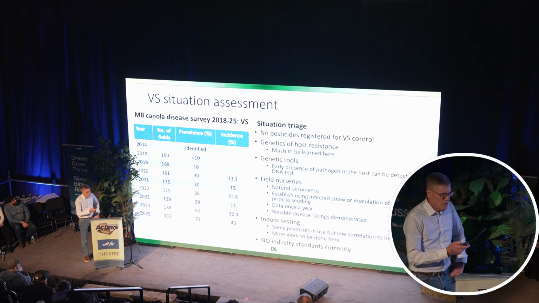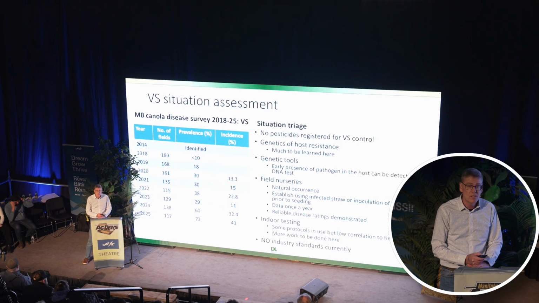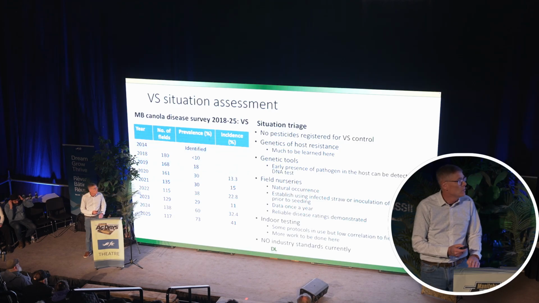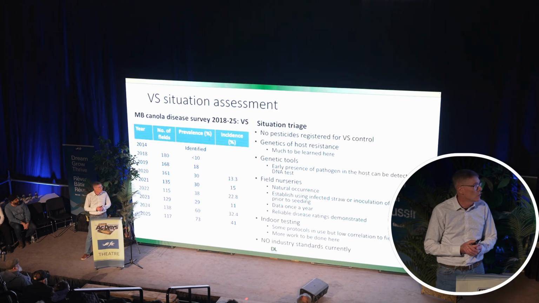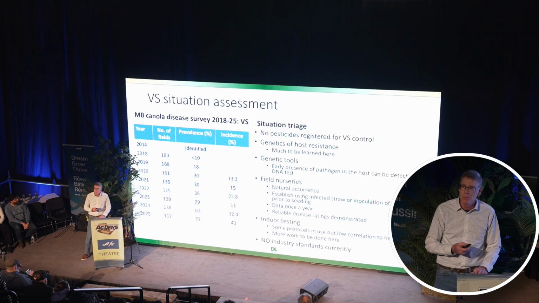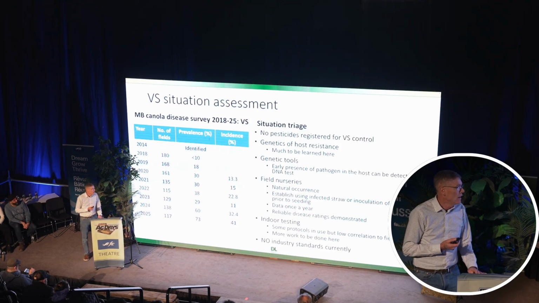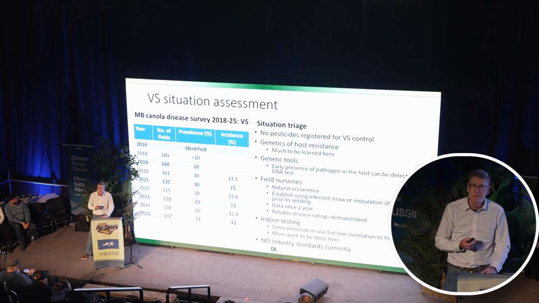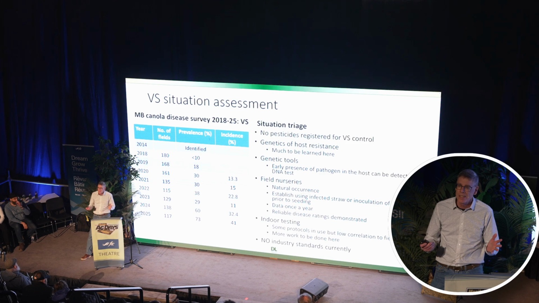So over here, I've just got what I call a situation triage. So you've heard we don't have pesticides to control this disease. We have host genetics, but we don't know a lot about its genetic control. We do have some genetic tools. We can detect the pathogen in the plant before you can see the disease itself. And we have been taking ratings in disease nurseries, but these have been mostly naturally occurring. As it turns out, we've got lots of places in Manitoba where we can see it now.